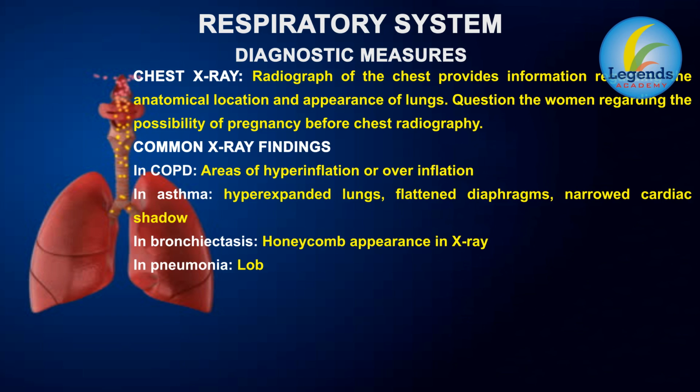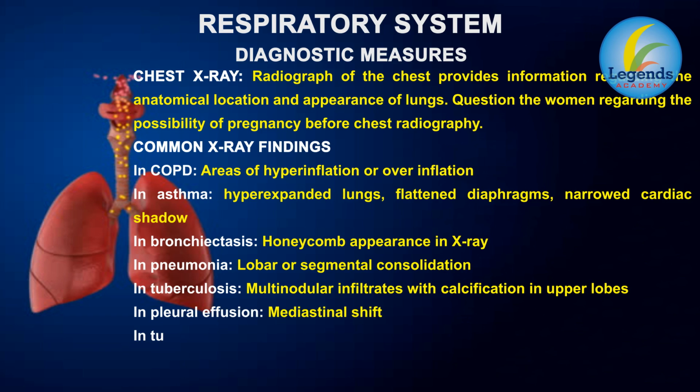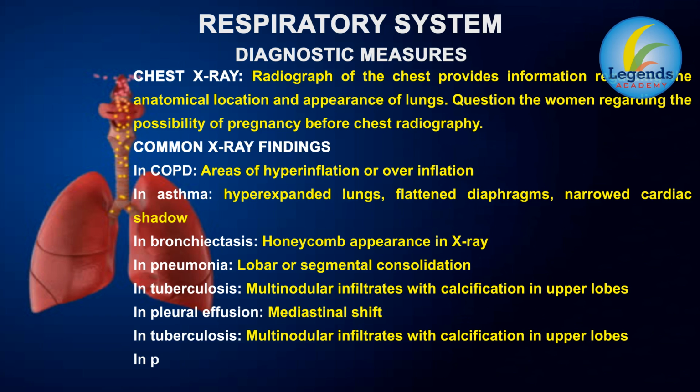In pneumonia, lobar or segmental consolidation due to fluid collection. In tuberculosis, multinodular infiltrates with calcification in the upper lobes. That means it can show the damage in your lungs, but you might need further tests to prove that you have tuberculosis. And in pleural effusion, mediastinal shift is present.